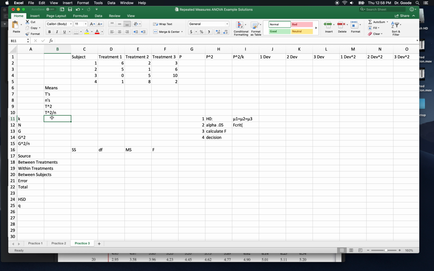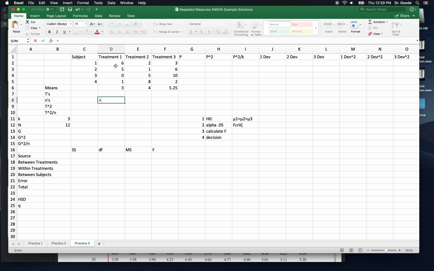So K is going to be the number of treatment means that we have. So let's do those first. Average for treatment 1, treatment 2, and treatment 3. K is the count of means that you have, right? We'll need big N, that's the number of scores that you have, right? Notice I'm not counting the subject numbers. That's not a score. Those are just numbers for subjects. And that is all we really need for between and within treatments degrees of freedom, but I am going to need a count of scores within each condition.